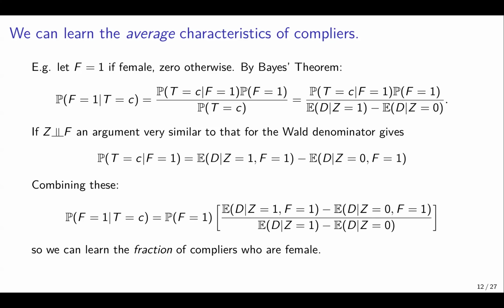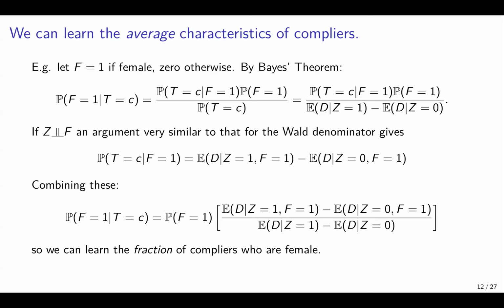So what do I mean? Well, let me construct a binary variable here just to give you an example. I'll let f equal 1 if female, 0 otherwise. Then by Bayes' theorem, the probability of female given complier is equal to the probability of complier given female multiplied by the probability female divided by the probability complier.